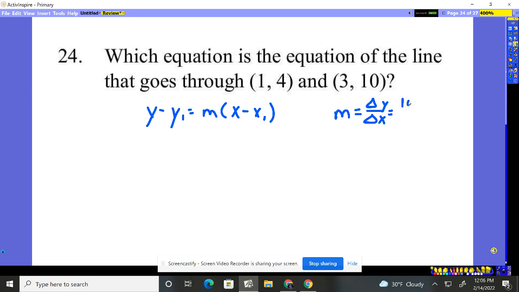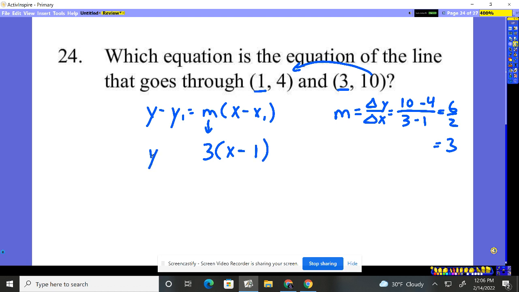So I subtract my y's. I'm going to do 10 minus that y value of 4. Since I started with the 10, I must start with this x value of 3 minus 1. So you have 6 over 2, which equals a slope of 3. So we replace this slope with 3. Our x sub 1 is right here, 1. Our y sub 1, y minus our y sub 1, 4.